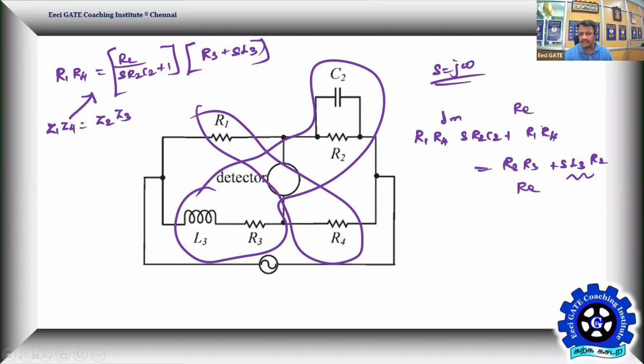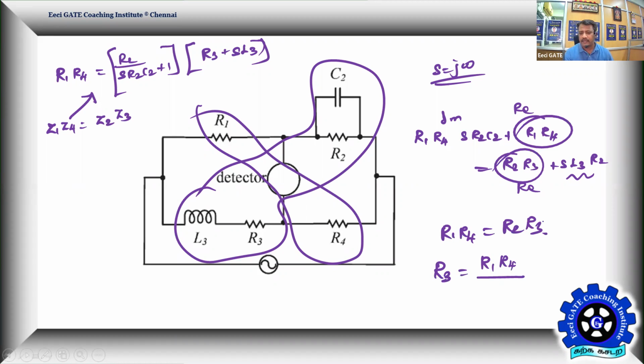Okay, let us get R3 and then we'll complete the problem of L3. So what is L3 now? What is your balance for real? So it is R1, R4. That should be equal to R2, R3. So then who is the only unknown? R3. R3 is equal to R1, R4 by R2.